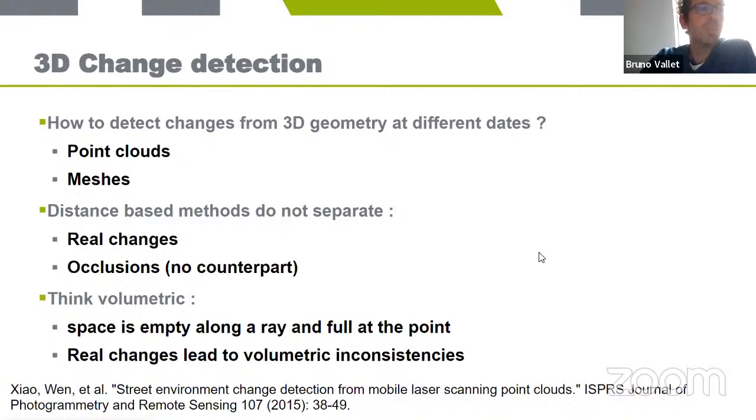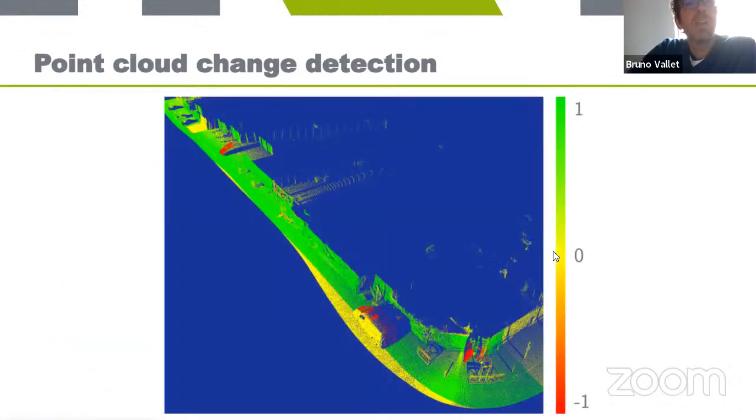That's the work we led with my PhD student Wen Zhao, and this is the kind of results we get. Here we had two acquisitions at the same place. You see that we're able to separate points that have no counterpart. In yellow are points in one scan that have no corresponding information in the other scan, whereas the points in red correspond to things that have really changed geometrically in the scene. You see that it appears mostly on vehicles, because between the two acquisitions, it's mostly the vehicles that had moved.